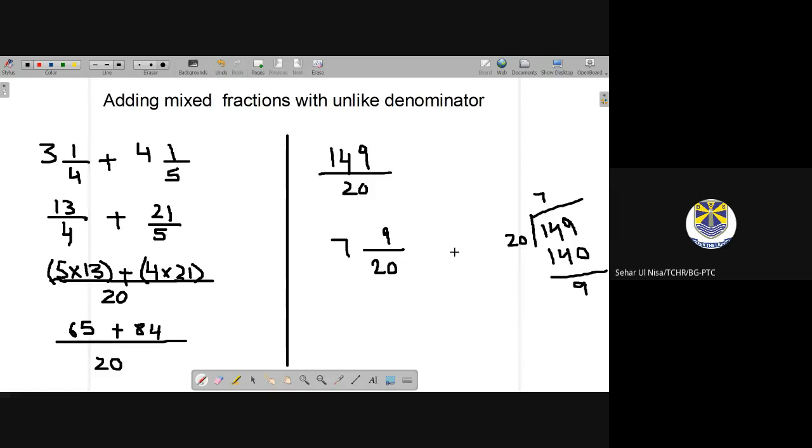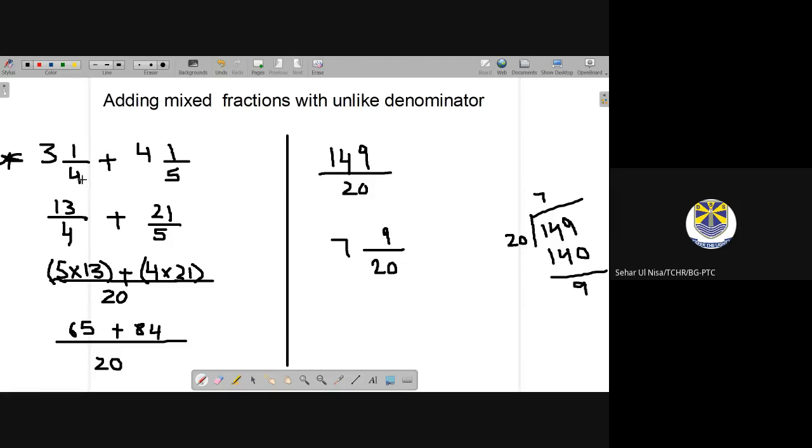In this way you can solve any question. I'm going to repeat it. So, adding mixed fractions with unlike denominators. First of all, you can see that your question has two mixed fractions. The first one is this, and the second one is this. The first step is you have to convert your mixed fractions back into improper fractions, because you can't add mixed fractions as they are. For adding them, you have to convert them into improper fractions.